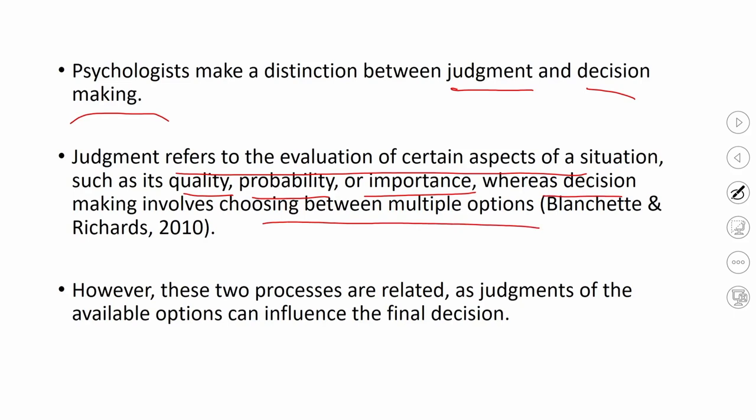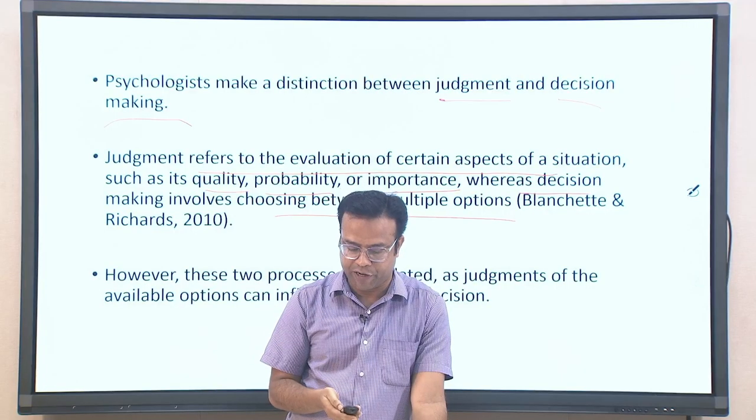So, when we have different options and you need to choose one, that is the situation of decision making. Different choices and you need to choose something. Judgment is more about some evaluation of a particular situation, particular object or whatever it is. But generally, these two processes could be very much related. Our judgment can influence our decision making. Judgment of the available options can influence the final decision. So, these are interrelated processes, but technically they are different in terms of what is defined as judgment and what is defined as a decision making process.